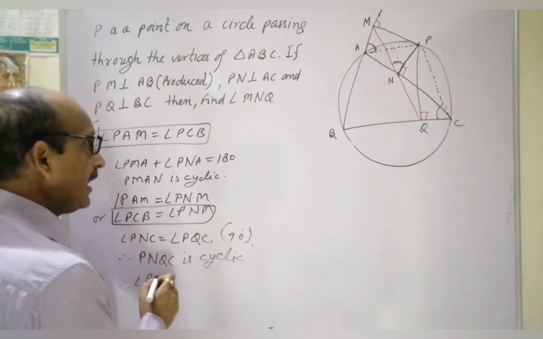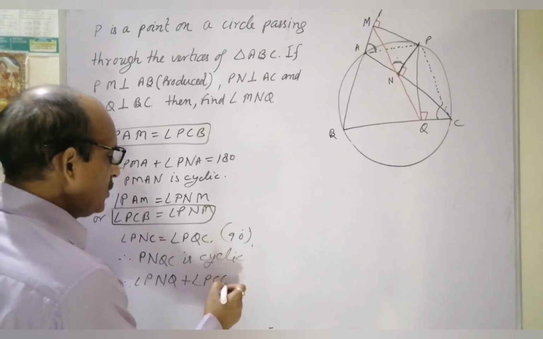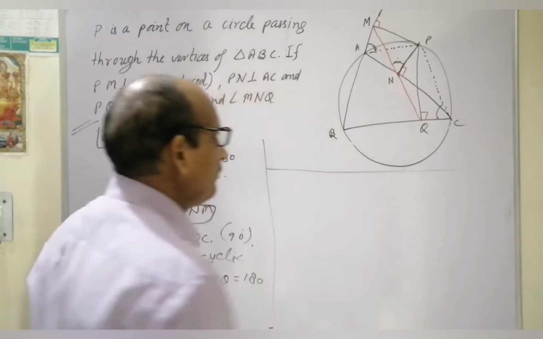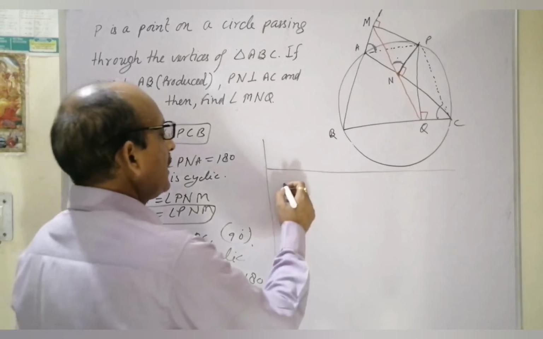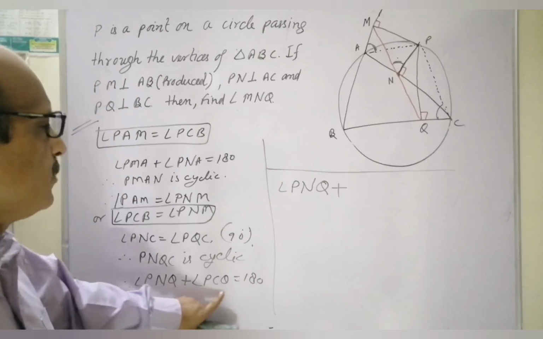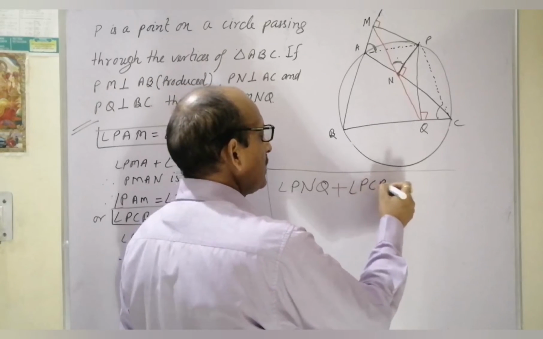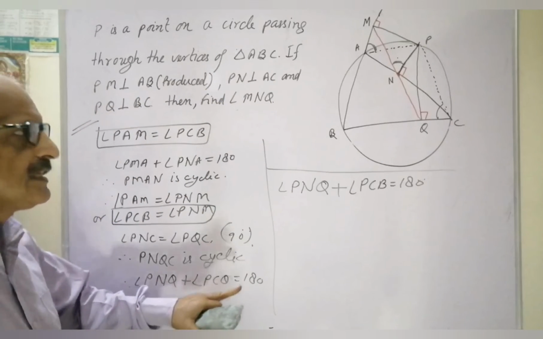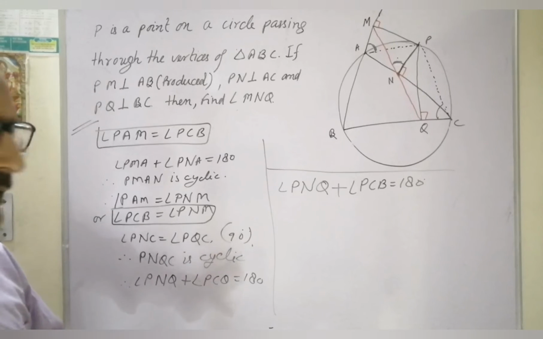Therefore, angle PNQ plus angle PCQ is equal to 180 degrees. Now PNQ, keep it as it is. Angle PNQ plus, now PCQ can be written as PCB also. Angle PCB is equal to 180 degrees, because PCQ and PCB are the same angle, just their arm end points are different, but the angle is the same.